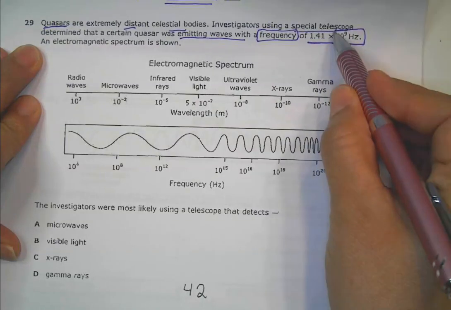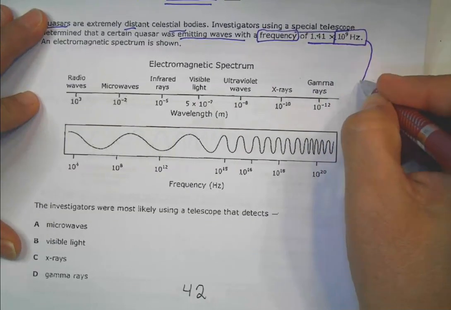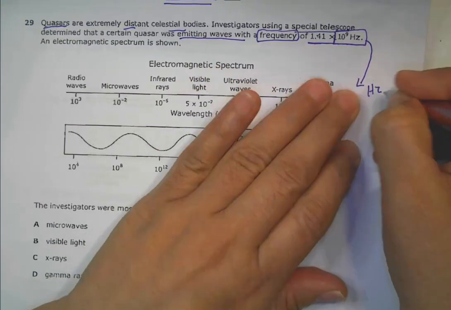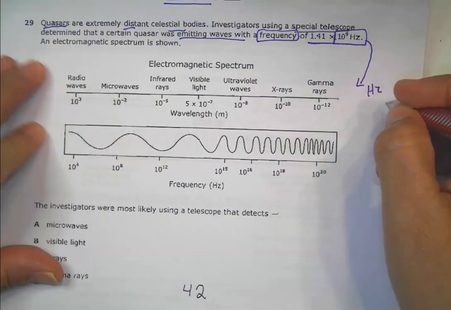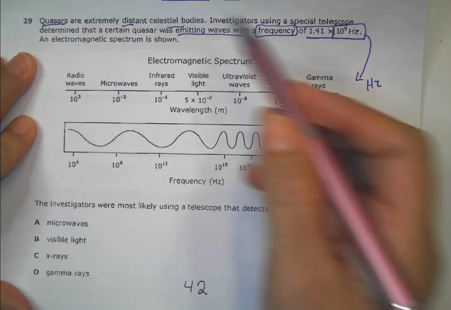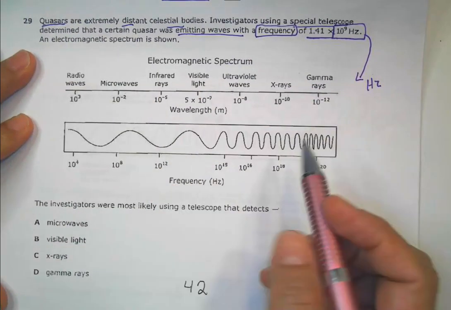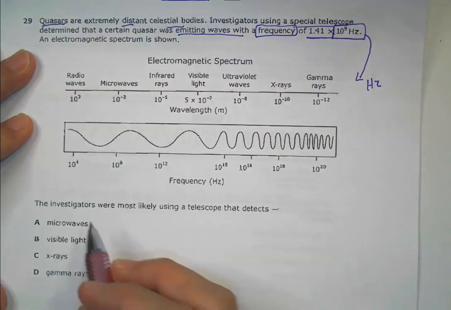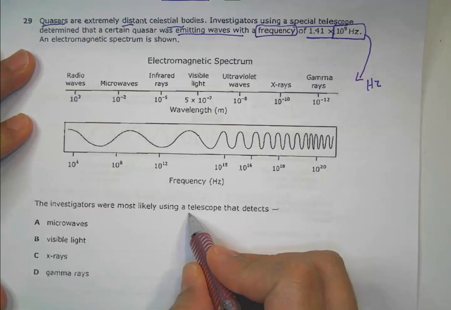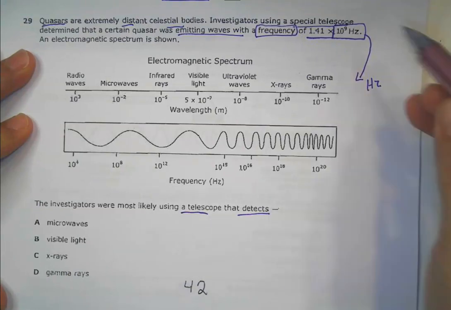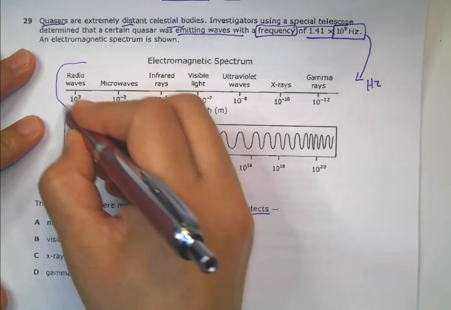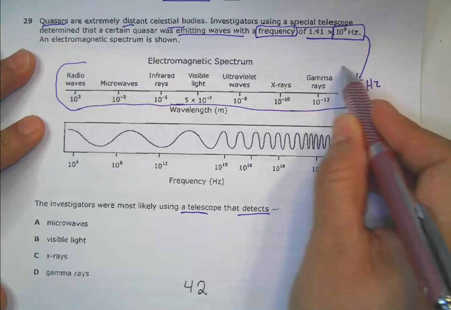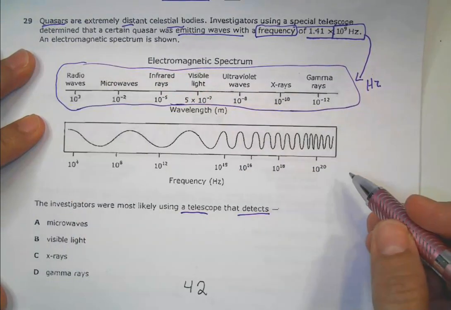We need to make sure that we look at that hertz, because remember, our electromagnetic spectrum is based on the hertz or on the wavelength. Hertz is energy, and then we have the wavelength. An electromagnetic spectrum is shown, and there it is. The investigators were most likely using a telescope that detects, okay, right here, we have the numbers for the waves. It's not asking for the wavelength, it's actually asking for the hertz.